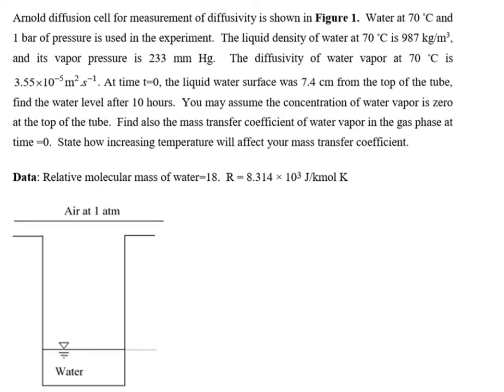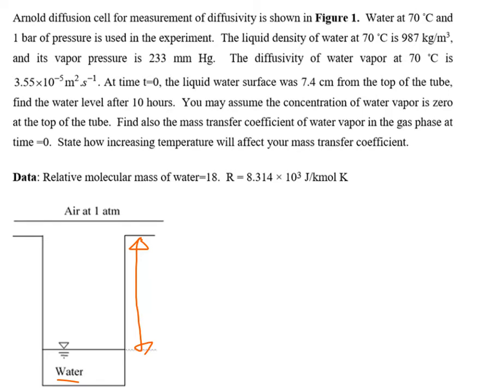Welcome all of you. Today I'm going to discuss the Arnold cell problem. The Arnold cell is basically used for finding the diffusivity of a liquid. We can put any liquid here. Right now you can see this is water. Then you measure the diffusivity path. The diffusivity path is this in this case, and find the diffusivity.